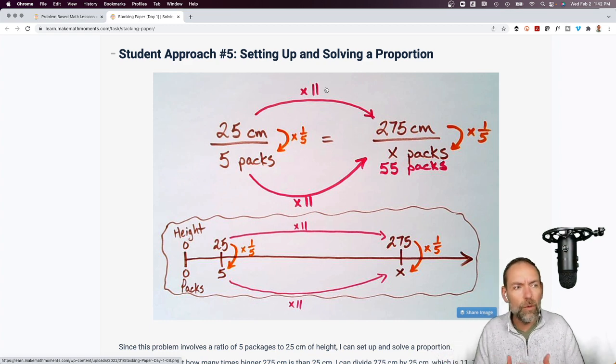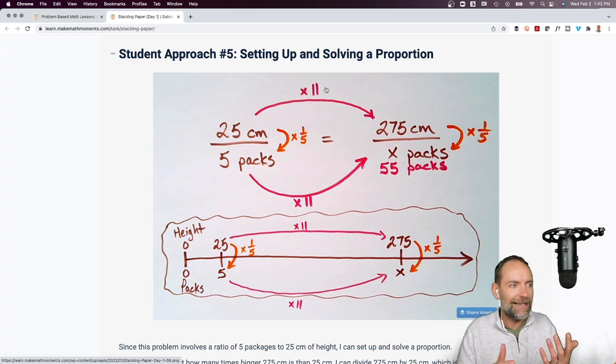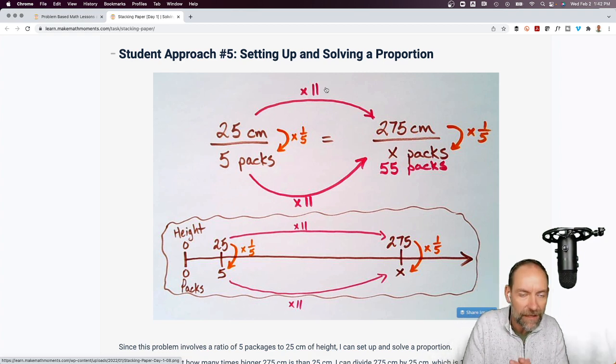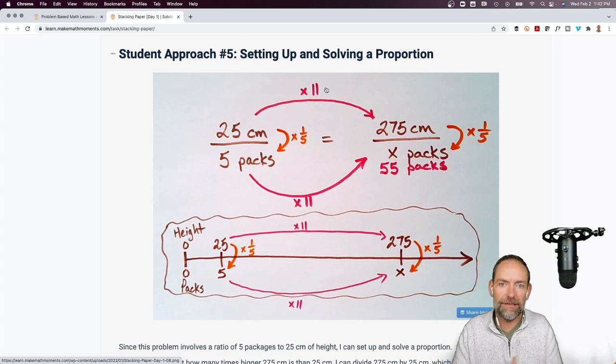Or if you want to leverage the constant of proportionality, here we see that the number of packs is 1/5 the number of measurement units or height units that we see here. It's 1/5 the size. So that means I could essentially take 1/5 of my 275 centimeters. That will get me my number of packs.